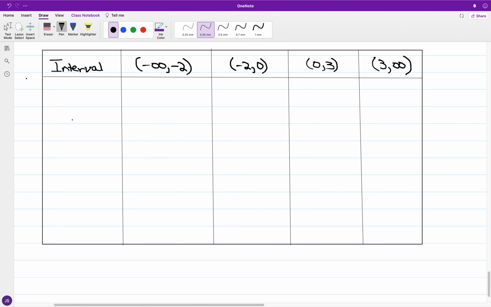And for what we have regarding the tested values for the inputs, we can select anything less than negative 2. So negative 3 will fit the bill. Anything between negative 2 and 0, where there's only one integer we can input, and that is going to be negative 1. And then between 0 and 3, we could put in either 1 or 2. We'll just go with 1. And anything greater than 3, we can just go with the number 4.